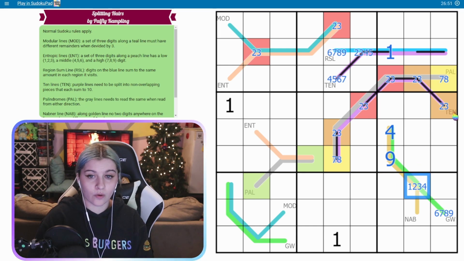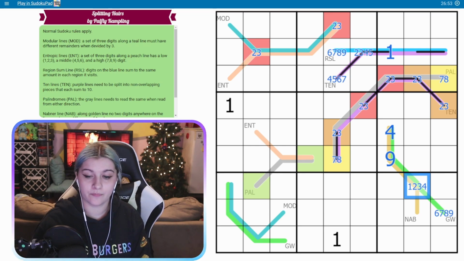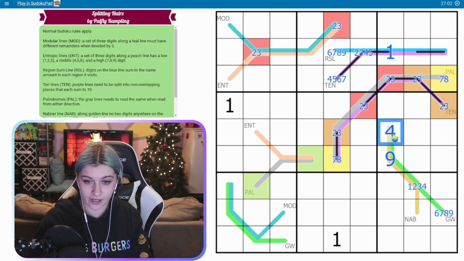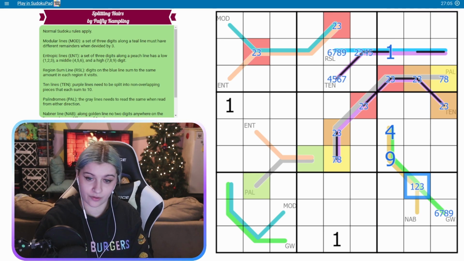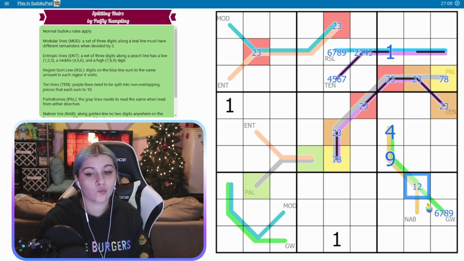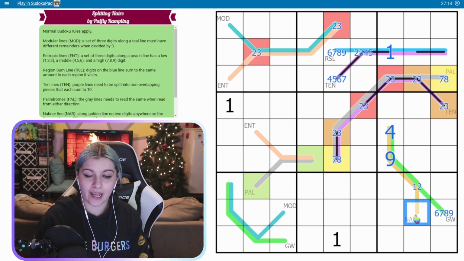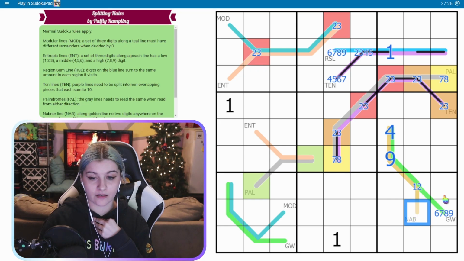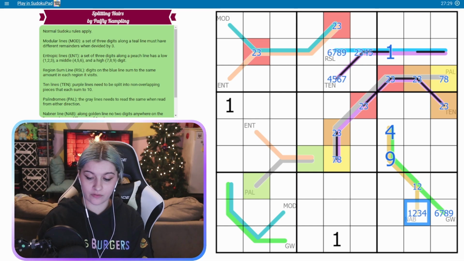This is going to see orange, but I don't know what orange is yet. It's either a 2 or a 3. 6, 7, 8, 9 is still fine. For my Nabner line, I've already used a 4, so I can't use another 4, and I also can't use a 3. I think I want to look at what digit could go here. Okay. 1, 2, 3, 4, 5, 6, 7, 8, 9. I can't use a 4 or a 9 again.